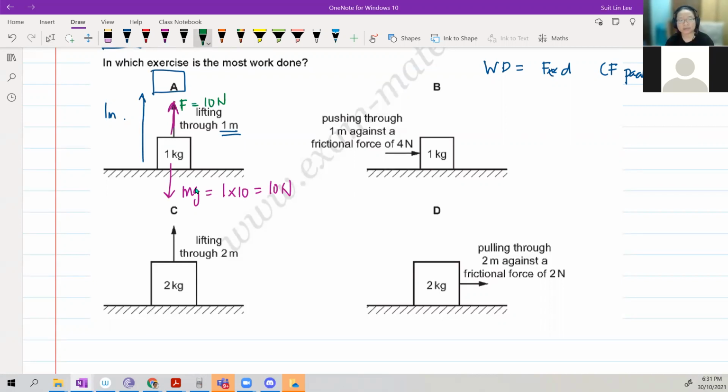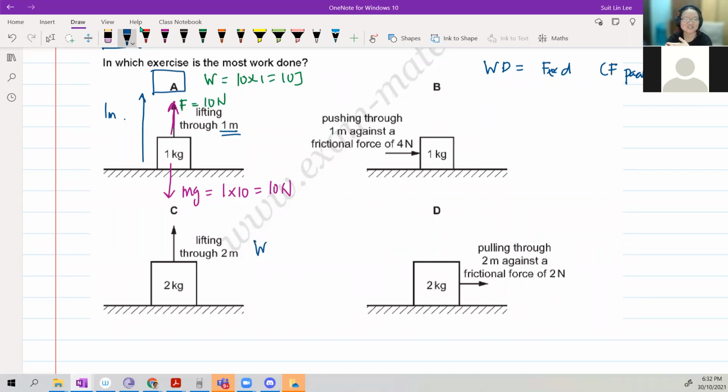They only can lift, right? If not, then you're not strong enough, no? So in option A, the work done is 10 times 1, which is just 10 joule. Teacher, I eat so many 1,000 calories then. So many 1,000 joule. Okay, chill first.